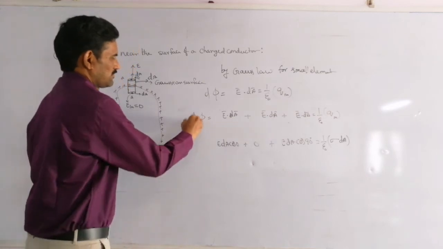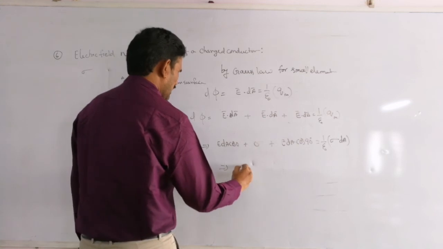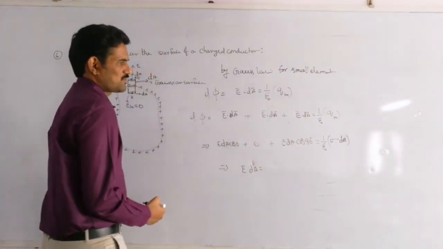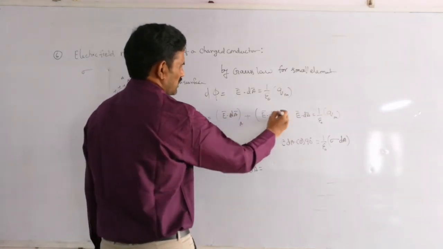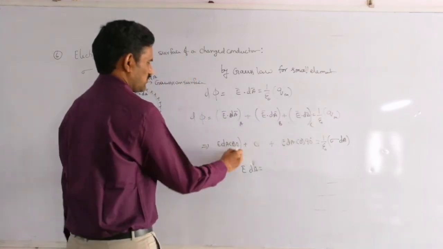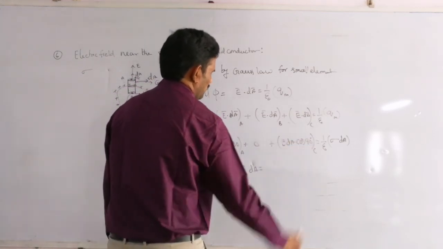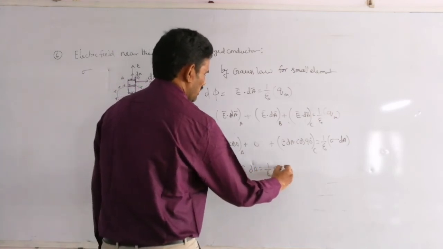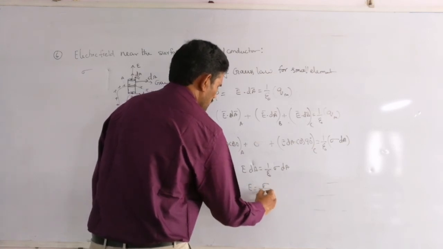Now this expression we can write as E into dA is equal to, now this term is 0, flux passing through the surface B is 0. This is the flux through the surface A, the flux through the surface B is 0, and this is the flux through the surface C. So now E into dA is equal to 1 by epsilon naught times sigma into dA. Therefore, E is equal to sigma by epsilon naught.